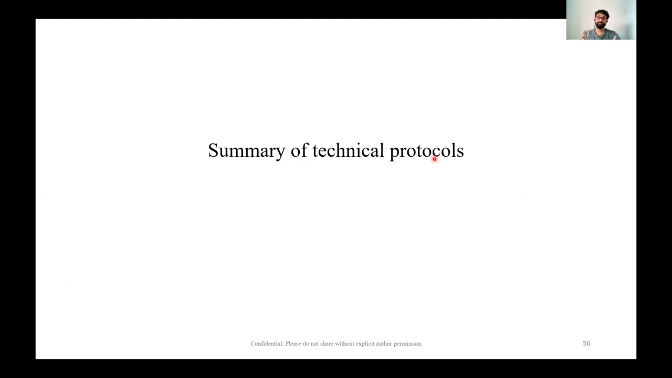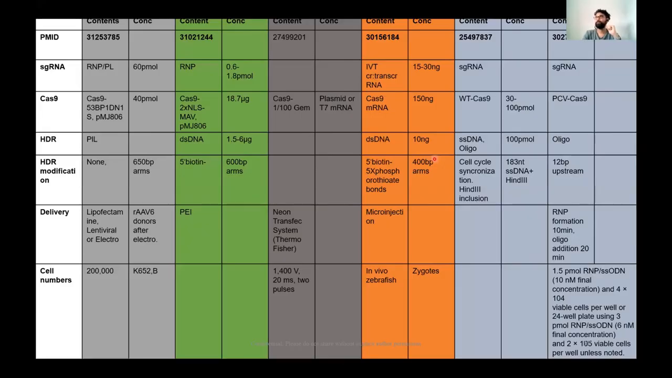Now, just to briefly summarize exactly how to use these techniques, which cell types to use, which version of Cas9 to use, and what protections you should do, this is what the final section of the next two to three slides would cover.